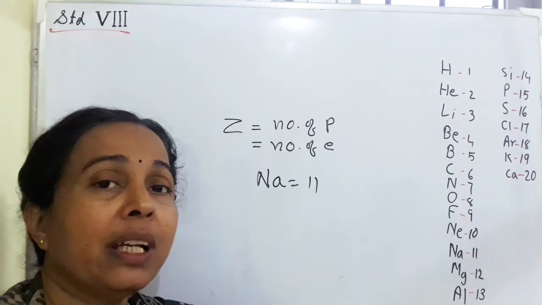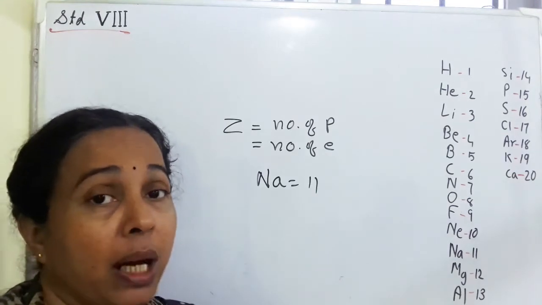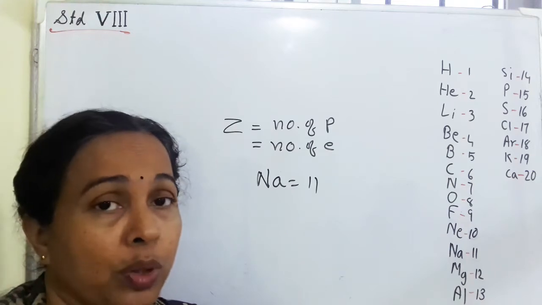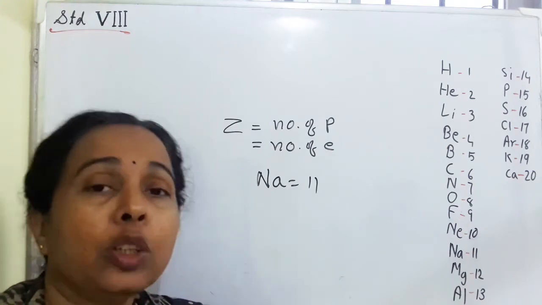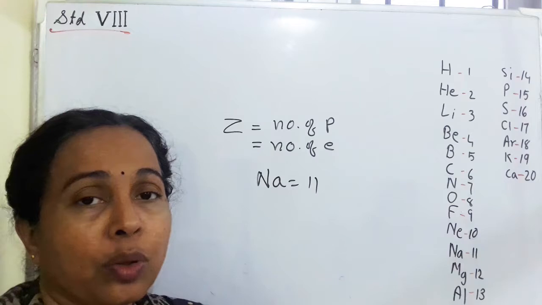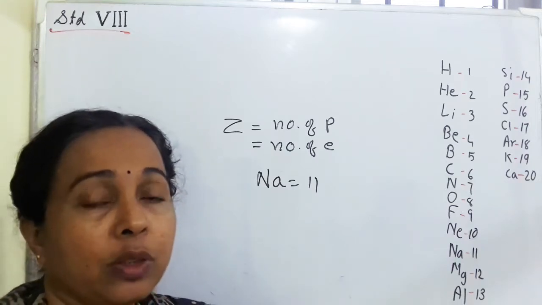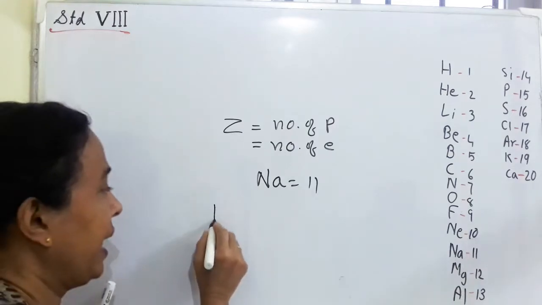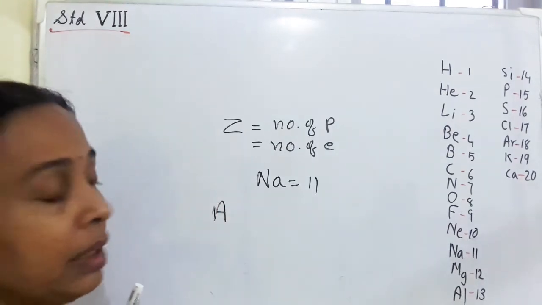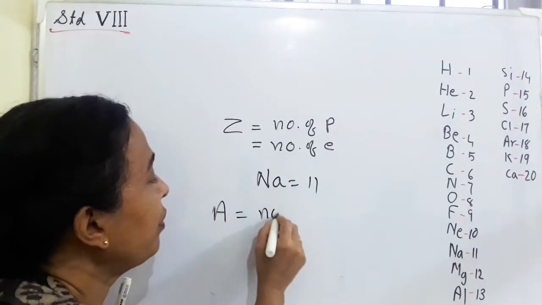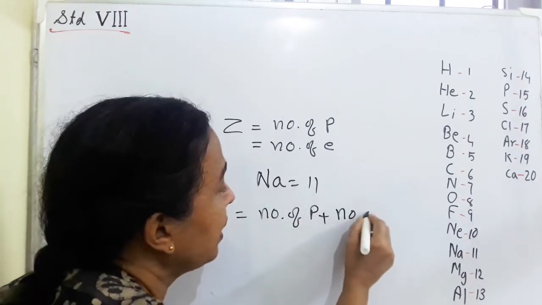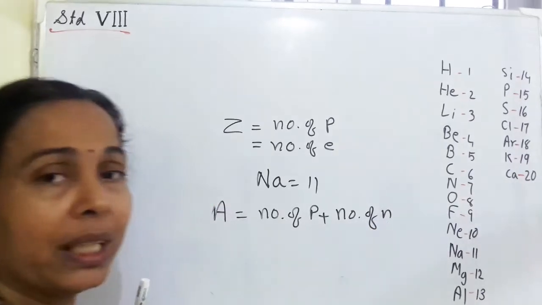Okay, now today we learn another term, that is mass number. You know that in the nucleus of an atom there are protons and neutrons. The total number of protons and neutrons in the nucleus of the atom is known as mass number. That is denoted by the letter A. That is equal to number of protons plus number of neutrons in the nucleus.